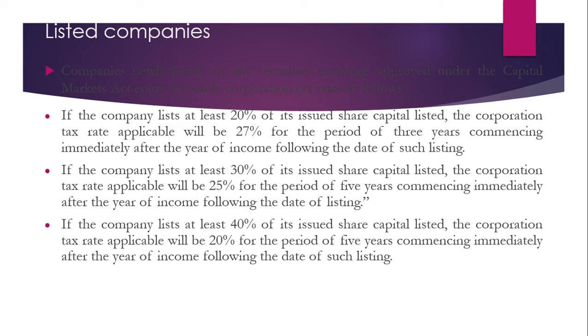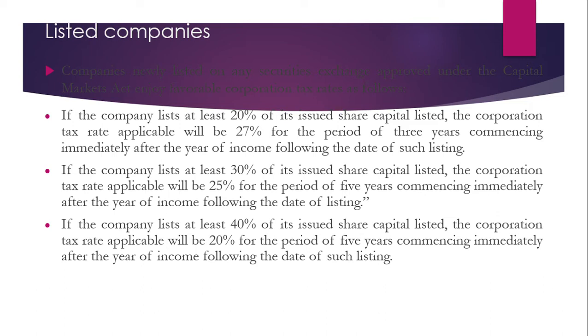If a company has at least 30% of its issued share capital listed, then the corporate tax rate applicable will be 25% for the period of 5 years, commencing immediately after the year of income following the date of listing. Again, if the company lists 30% of its issued share capital in the stock exchange, then they will only be taxed 25%.